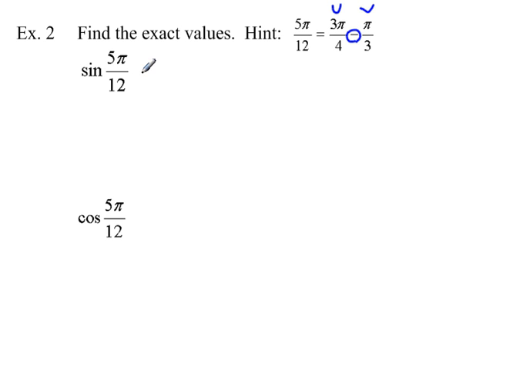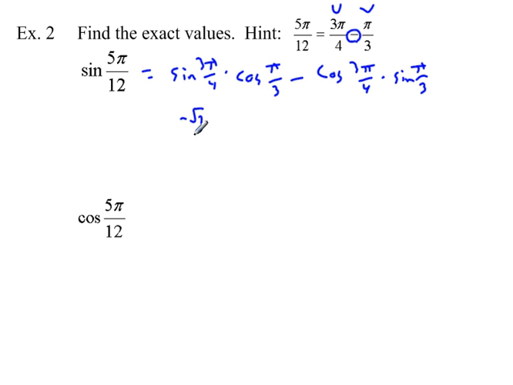So this is going to be equal to, looking at that formula, the sine of u times the cosine of v. So I'm going to say the sine of 3 pi over 4 times the cosine of pi over 3. Then thinking of my plus minus sign, I'm going to have minus the cosine of 3 pi over 4 times the sine of pi over 3. So checking out the unit circle, the sine of 3 pi over 4 is going to be negative square root of 2 over 2. Cosine of pi over 3 is going to be square root of 3 over 2.